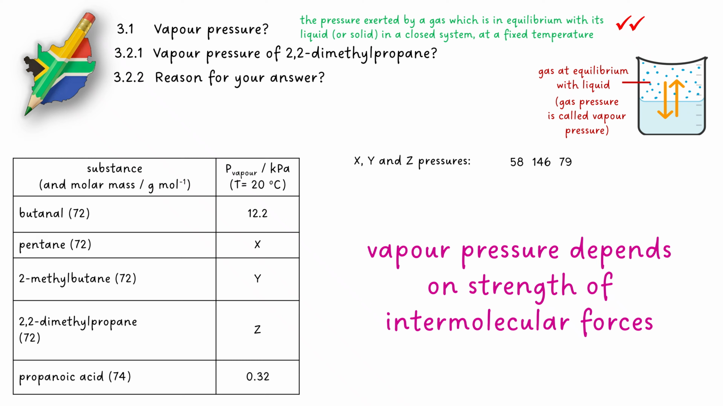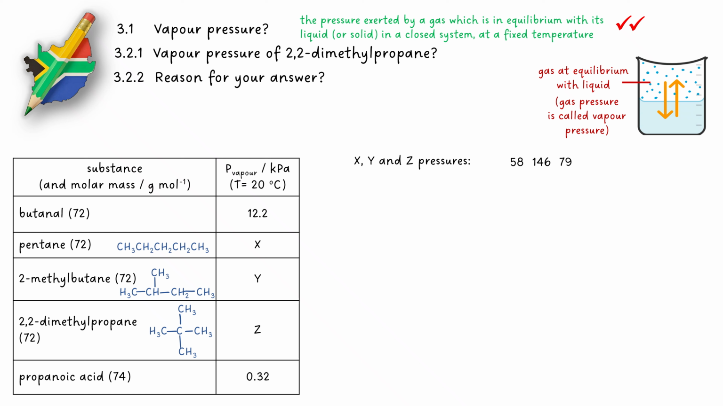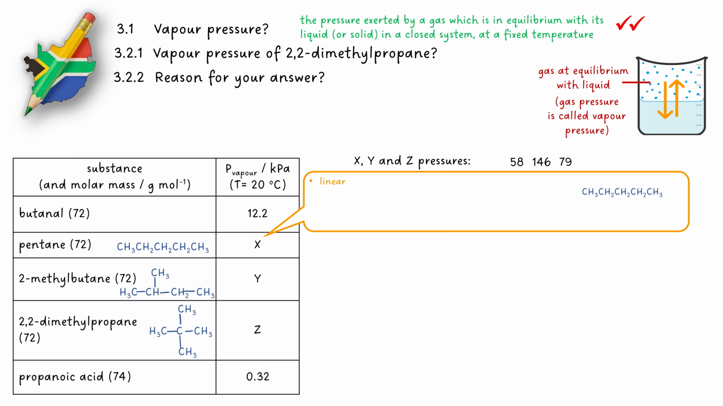The vapor pressure of a substance at a certain temperature is dependent on how volatile it is, that is, how easily it evaporates. And its volatility depends on the strength of the intermolecular forces of attraction. So to find the vapor pressure of 2,2 dimethyl propane from the 3 given values, we must start by understanding and comparing the structures of compounds X, Y, and Z, so that we can then deduce the strength of their intermolecular forces. Pentane is a linear 5-carbon chain.